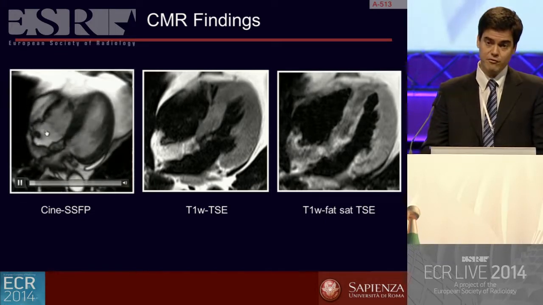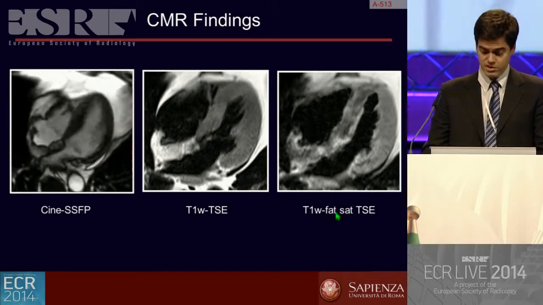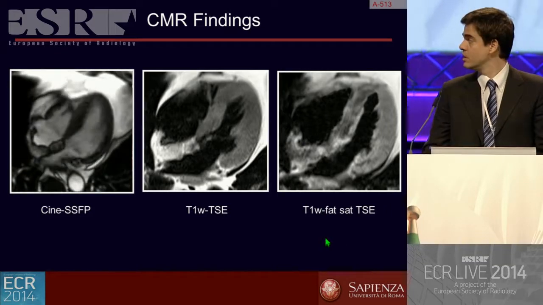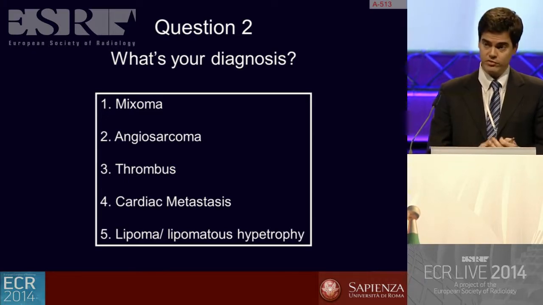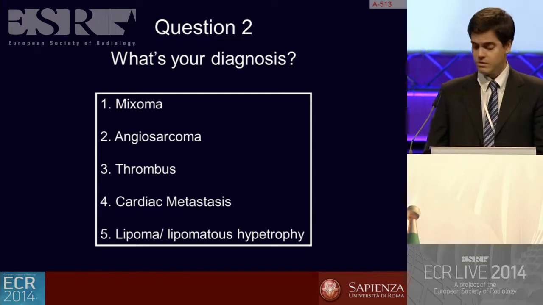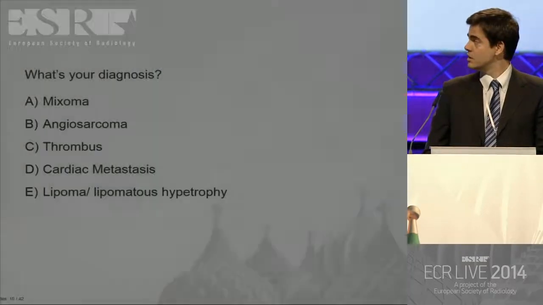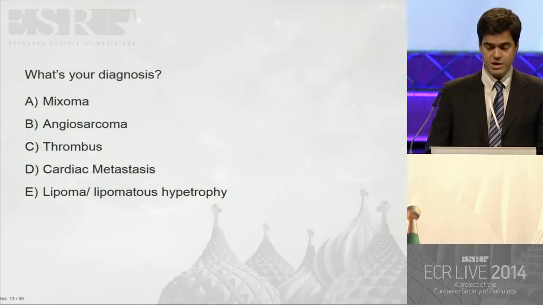So cine steady-state free precession. Again, look at the signal of the lesion, T1-weighted turbo spin echo, and fat-suppressed sequence. Four-chamber view for all the images. So what's your diagnosis? Is it a myxoma, typical location? Is it an angiosarcoma? Was I right to be pessimistic? Is it a thrombus? Is it a cardiac metastasis? Is it a lipoma or lipomatous hypertrophy of the right atrium? Please vote. And I will go back to the images so you have better opportunity to check.